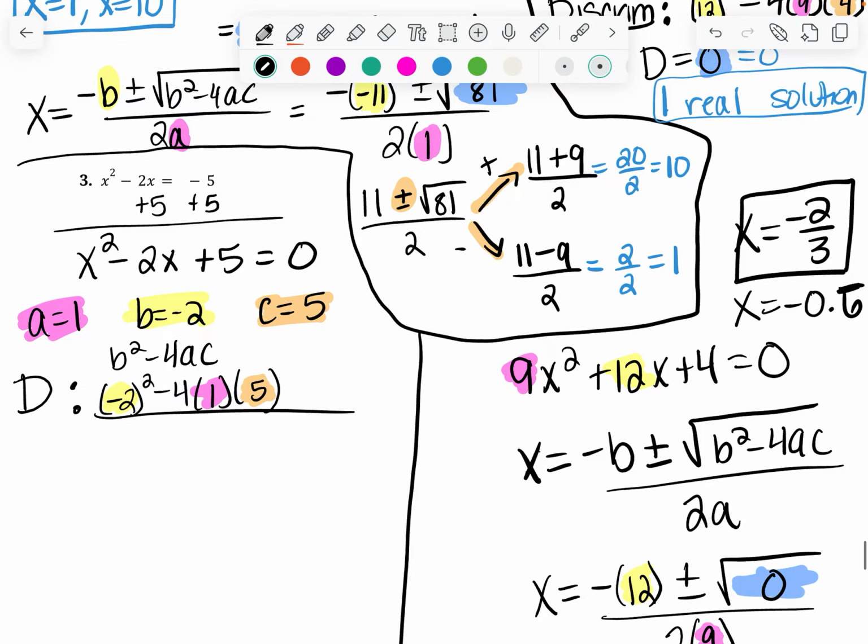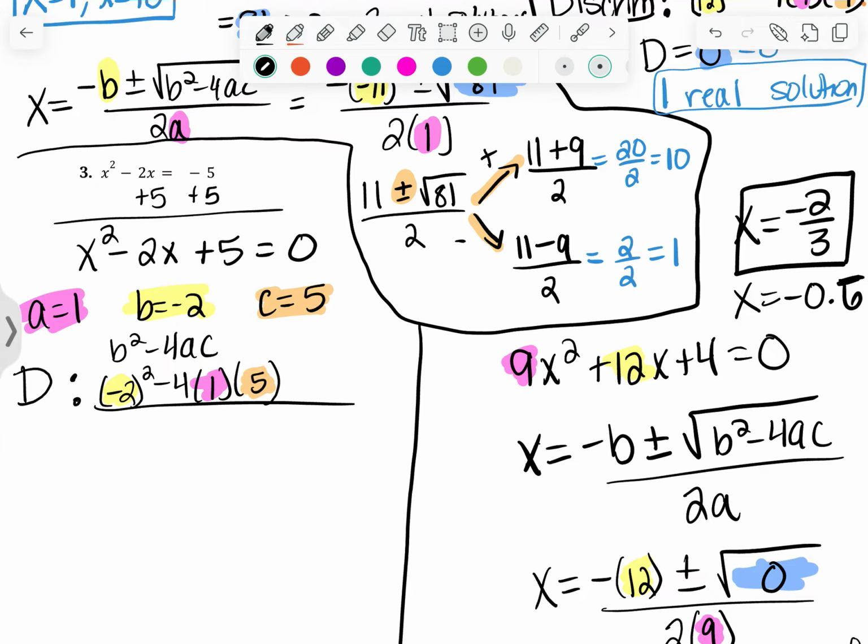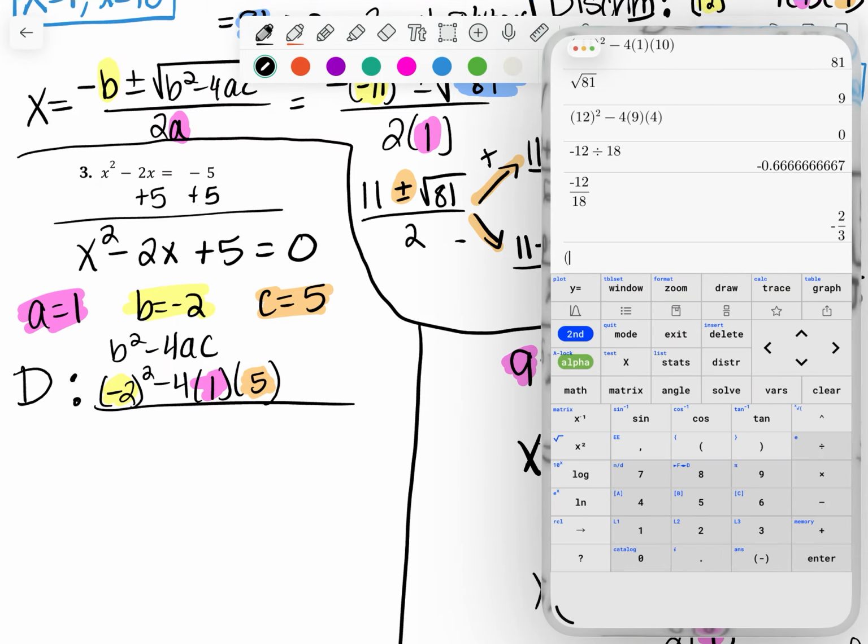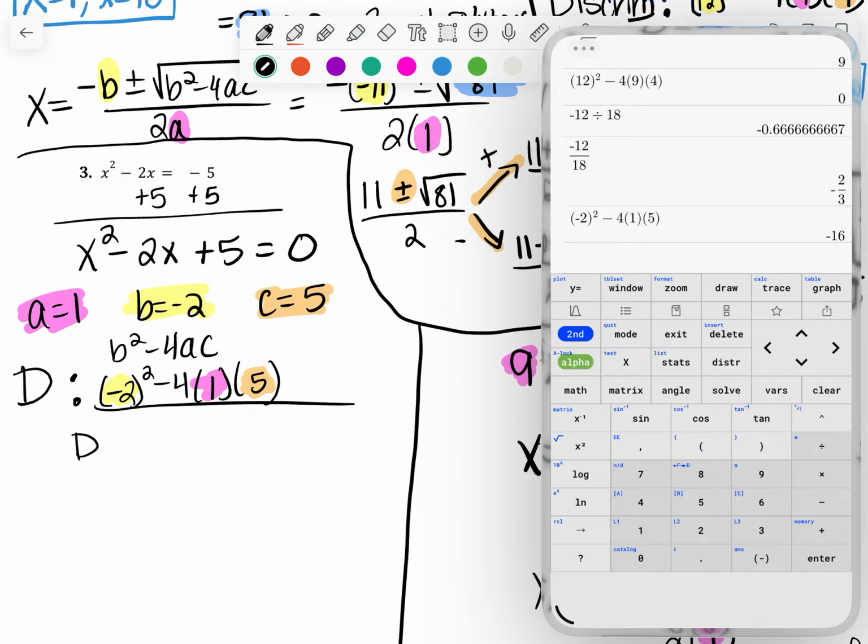And we can go ahead and plug that into our calculator. So we're going to do parentheses, negative 2. Make sure you close that parentheses, then square it. Then minus 4, parentheses 1, parentheses 5. So we're going to end up getting a discriminant, which is negative 16.